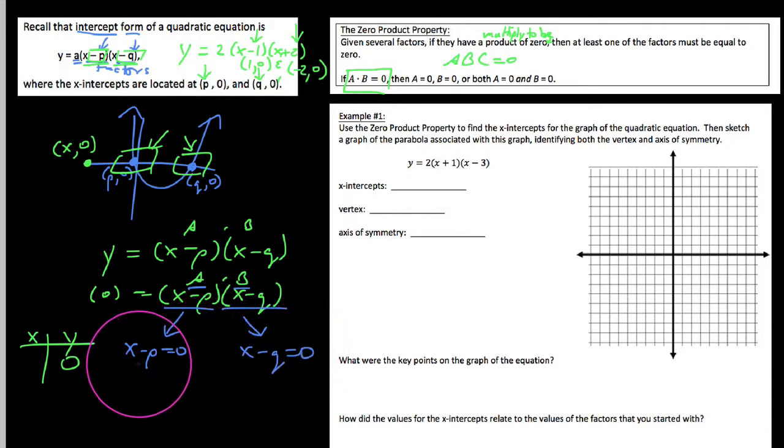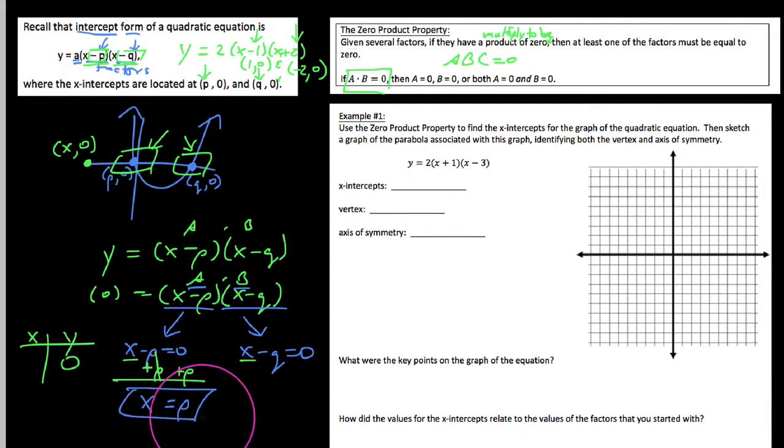And you can see how we arrive at the conclusion if we're going to solve for x in each of these equations. We would add p to both sides over here and arrive at the conclusion that x is always equal to p in this event. And then adding q to both sides here, 0 plus q, of course, is q. So we get x equals q.